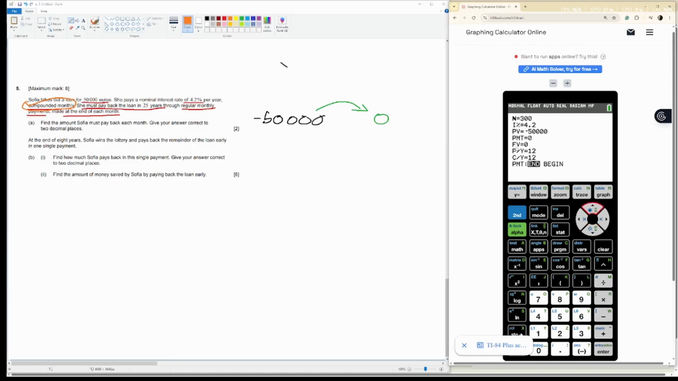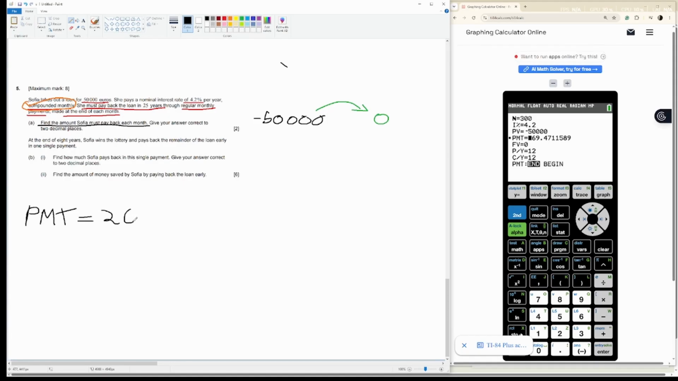And then you go to the slot that you want to solve. In this case, we want to know the monthly payments. Find the amount Sophia has to pay back each month. Then we go to PMT, you press alpha, the only green button you have, and then enter. And it gives you the answer right away. And it said to round to 2 decimal places, and that's already done.